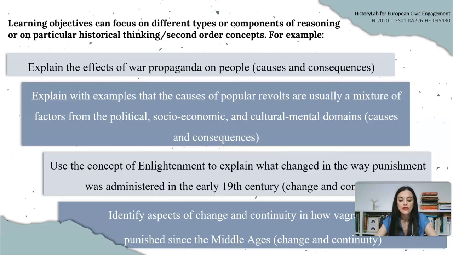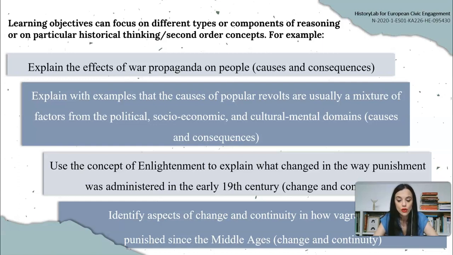Use the concept of enlightenment to explain what changed in the way punishment was administered in the early 19th century. Identify aspects of change and continuity in how vagrants were punished since the Middle Ages. The focus can also be on historical argumentation, including attention for the ethical dimension of history. For example, formulate an ethical judgment about changes in the treatment of vagrants, homeless people, using historical arguments and moral values.